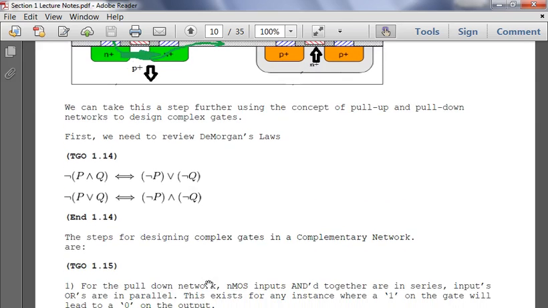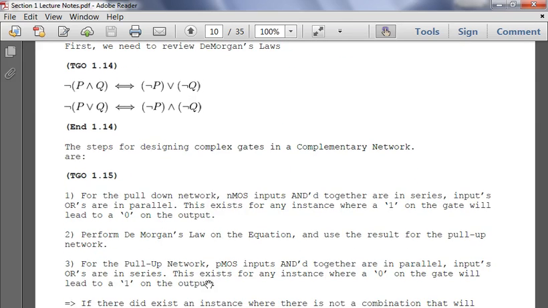So these steps are 1.15, this is the algorithm. This is the thing that I wish I had been taught when I took this course. You start out with your equation, right? And nMOS inputs are ANDed together. I really wish I had a marker.